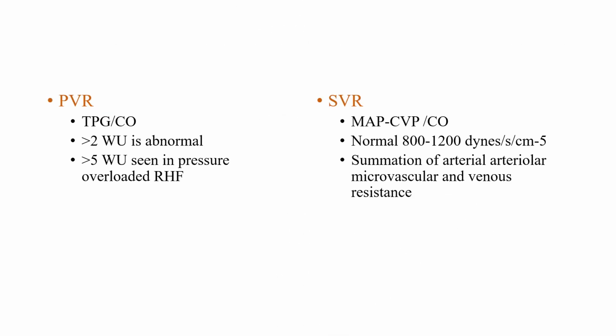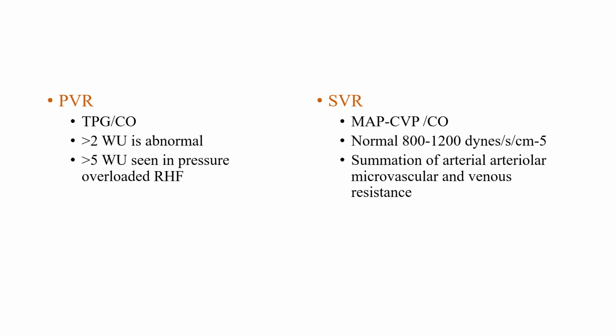Next is pulmonary vascular resistance. It is transpulmonary gradient divided by cardiac output, that is, mean pulmonary artery pressure minus pulmonary capillary wedge pressure divided by cardiac output. More than 2 Woods units is abnormal, and more than 5 Woods units is seen in pressure overloaded right heart failure. While systemic vascular resistance is mean arterial pressure minus CVP divided by cardiac output. Normal value is 800 to 1200 dynes per second per centimeter raised to minus 5.